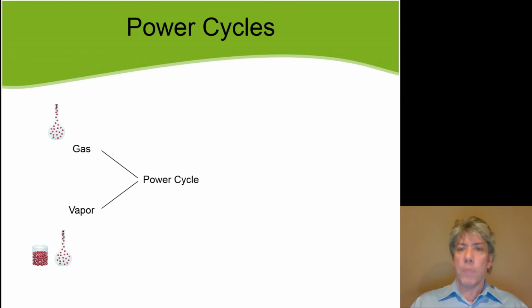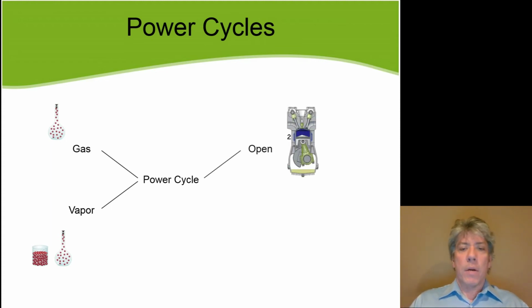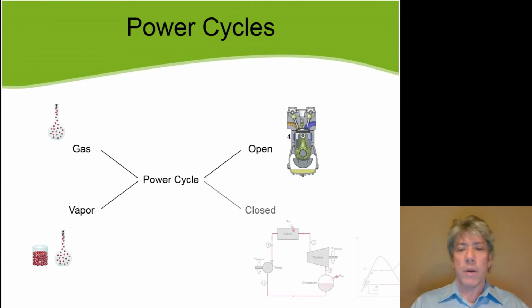So we'll have primarily gas power cycles in this chapter, but we'll have at least one, the Rankine vapor power cycle, and then refrigeration cycles as well. Now, power cycles themselves can further be classified into a couple of different types. There are open power cycles and closed power cycles.